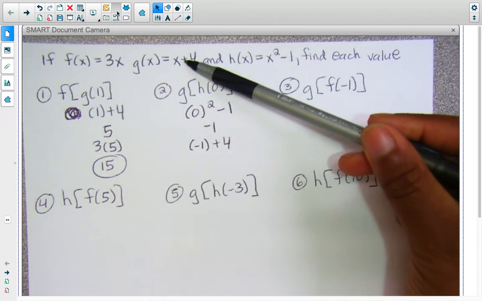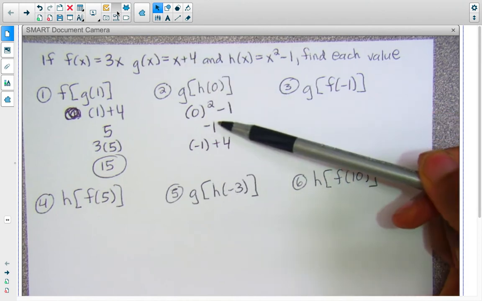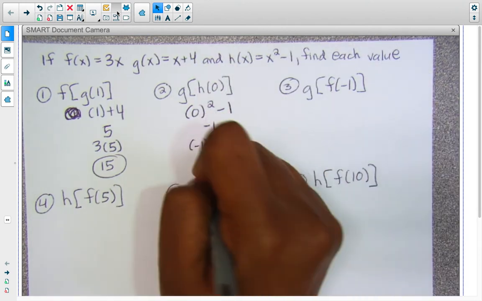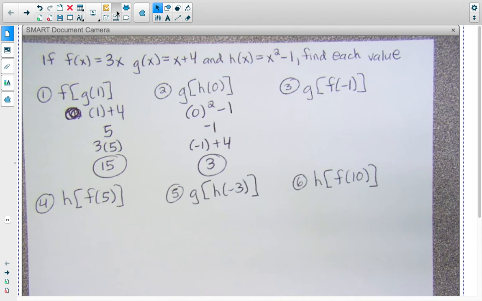So we no longer have this x. We got rid of it. We replaced it with the number -1. So our final answer here should be 3.